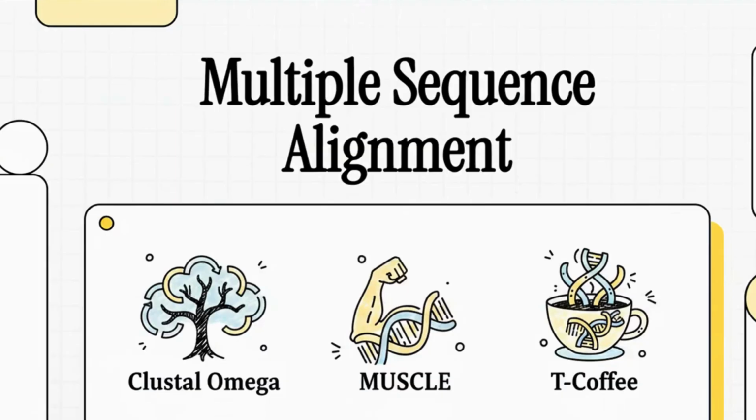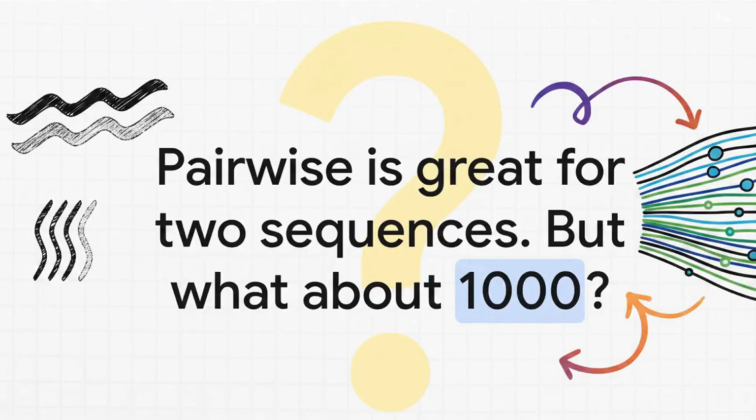Welcome to BioinfoBytes, where we decode bioinformatics. Today, we are diving deep into a task you'll run into all the time: multiple sequence alignment. And we're going to put three of the biggest tools out there, Clustal Omega, Muscle, and T-Coffee, in a head-to-head showdown. So let's jump right in.